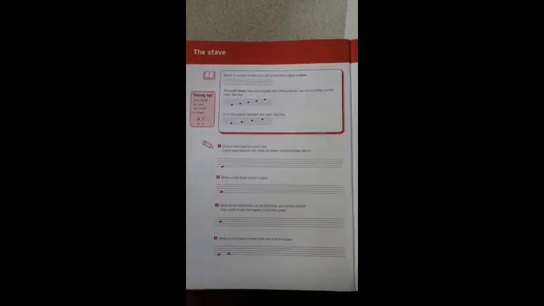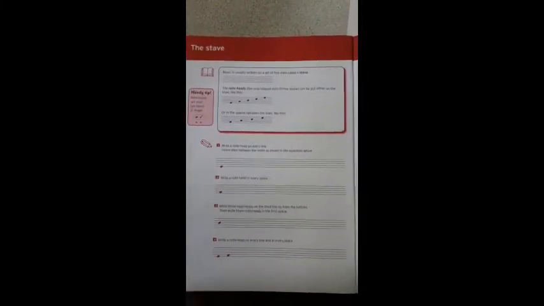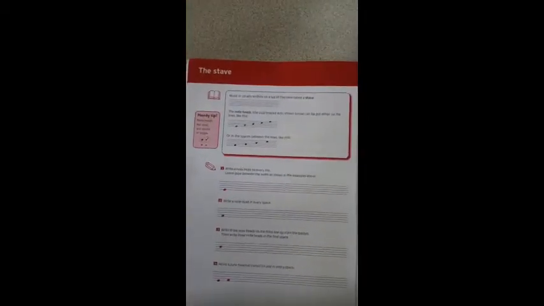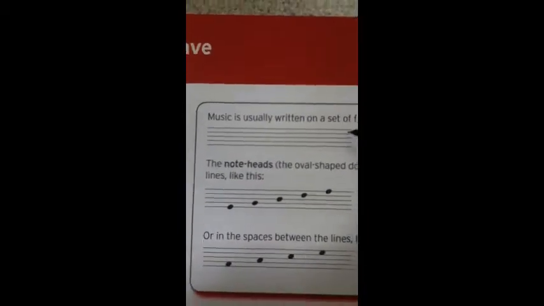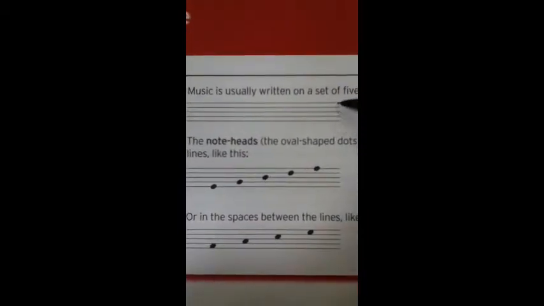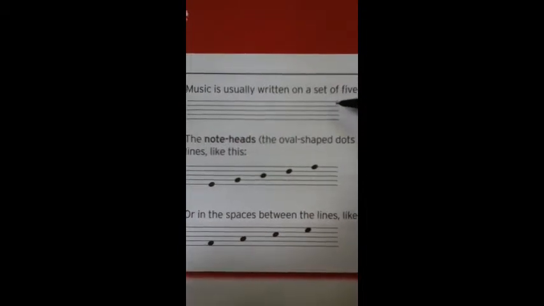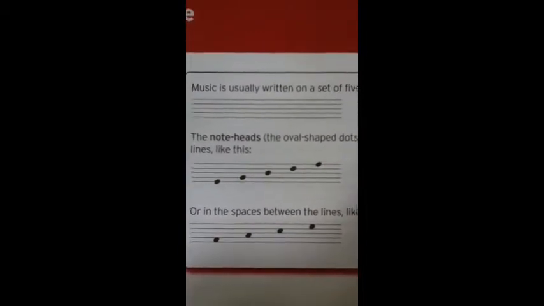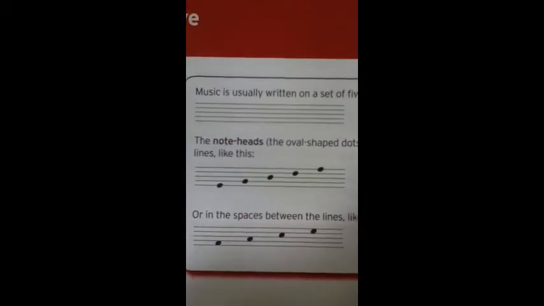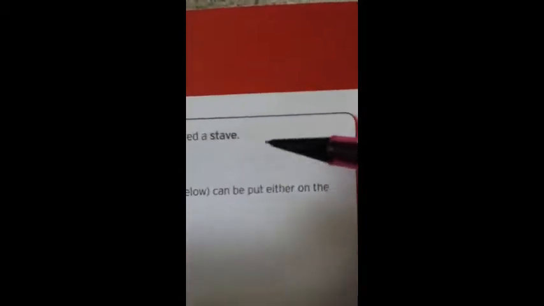Theory topic 1, the stave. The stave is the set of 5 lines that music is written on. You can see here we've got 5 lines, and that is what we write the music on so that the musicians know what notes to play. So that is called the stave.